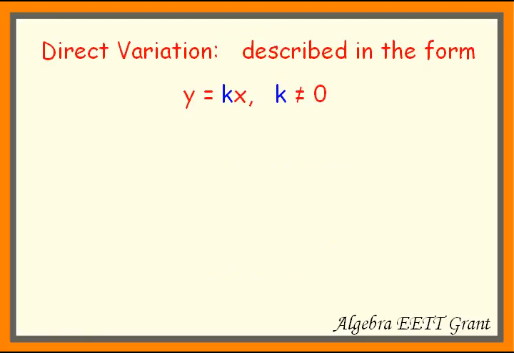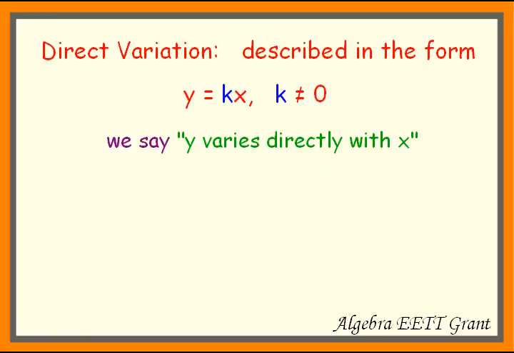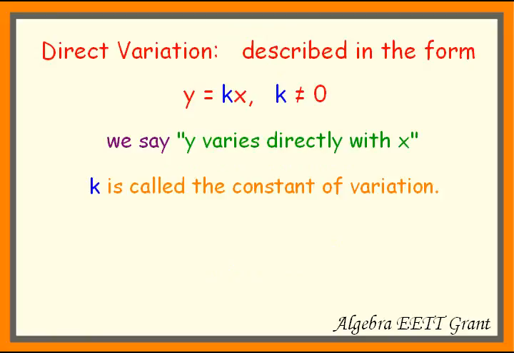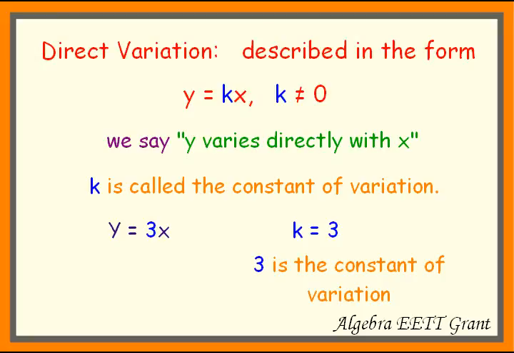Direct variation is described in the form of the equation y equals kx, where k is not equal to 0. How we say this is y varies directly with x, where k is the constant of variation. An example of that would be y equals 3x. We would simply say k equals 3, which means 3 is the constant of variation for that equation.